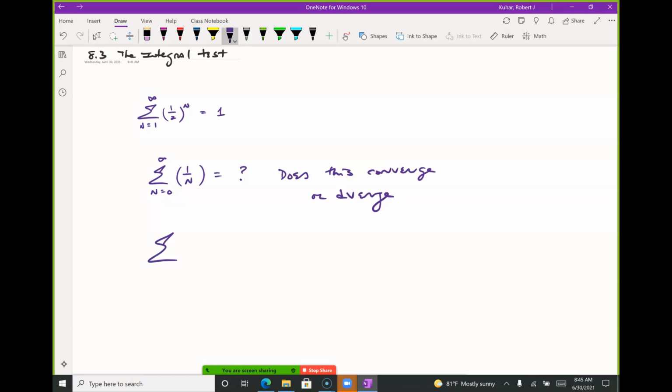And I'm writing this out. I can't start at n equals 0 there, sorry. Anybody else catch that? I want to start at n equals 1 to infinity of 1 over n, and what do I get? 1 plus 1/2 plus 1/3 plus 1/4 plus 1/5, etc., right?